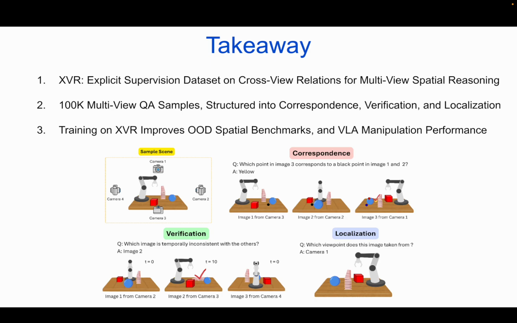To summarize, we introduce CVPR, which provides explicit supervision on cross-view relations for multi-view spatial reasoning. The dataset contains 100,000 multi-view QA samples structured into correspondence, verification, and localization. Training on CVPR improves out-of-distribution spatial benchmarks and VLA manipulation performance.